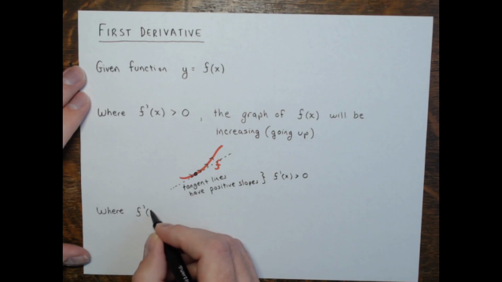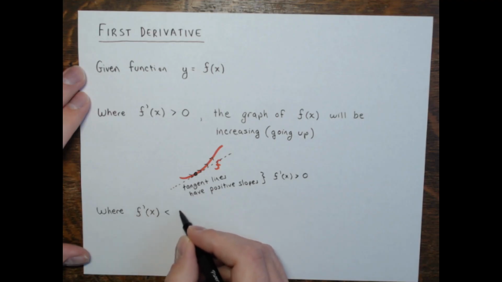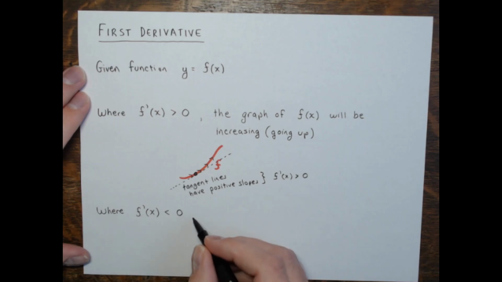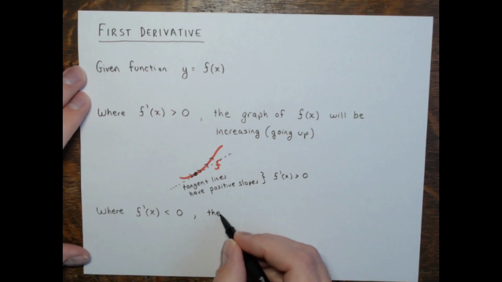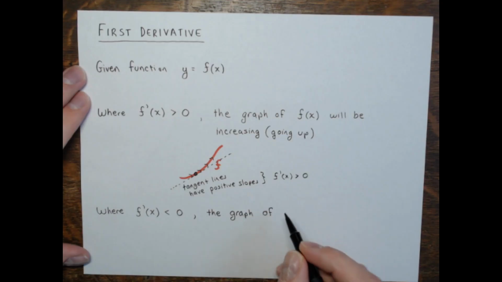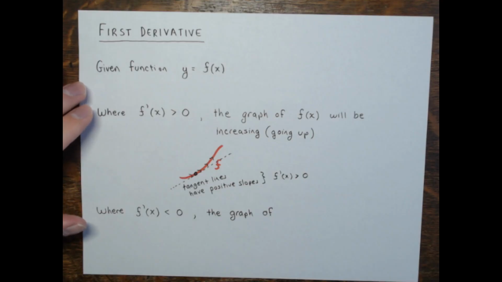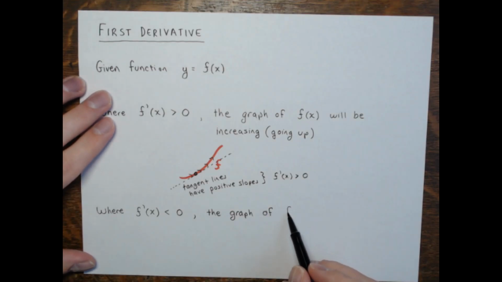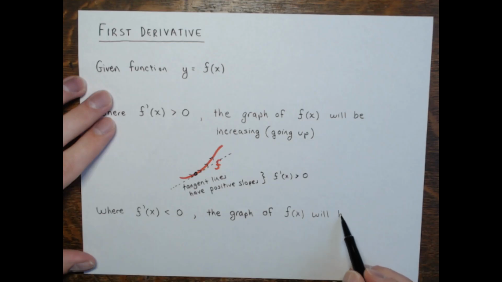And then, of course, the other way around, where f prime, right, again, where the value of the first derivative is less than 0, is negative. The graph of the original function will be decreasing. The outputs will be going down. The y coordinates will be decreasing. So the graph of the original f of x will be decreasing. Or you could think of it as going down as you move from left to right.